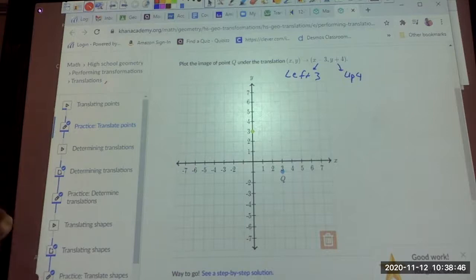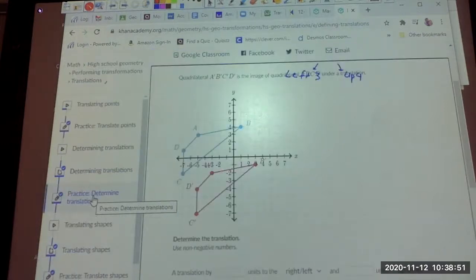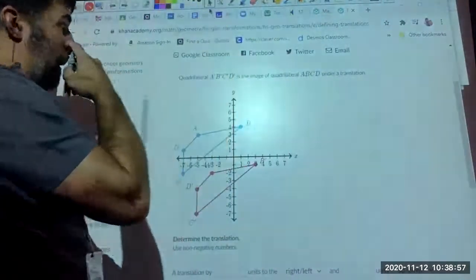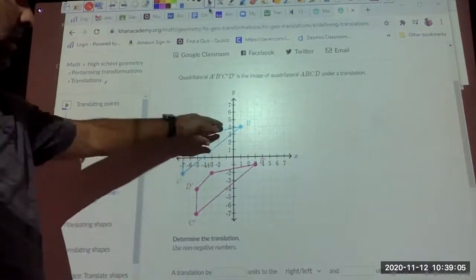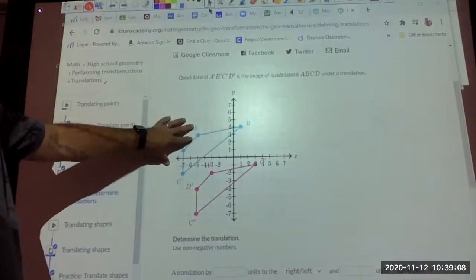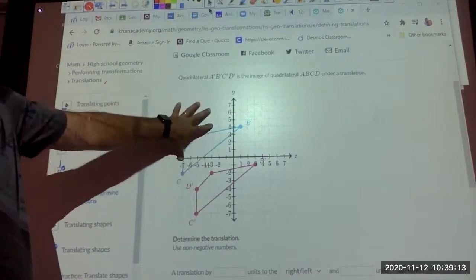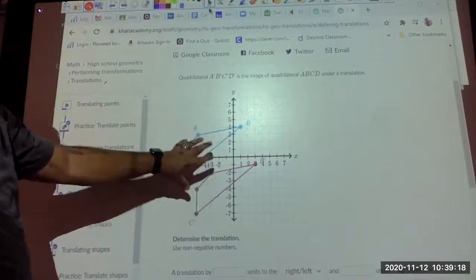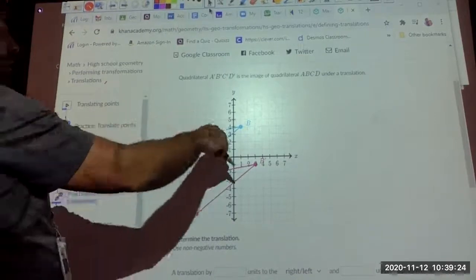Okay, the second one is determine translations. So we'll run through some of these. Now here's what's important on this, because this goes back to prime notation. I'm going from regular A, B, C, D to A prime, B prime, C prime, D prime. So make sure you're going from blue to red. A to A prime. Now I just need one because they're all the same thing. So I can pick A, B, C, or D. It doesn't matter. Let's pick B.